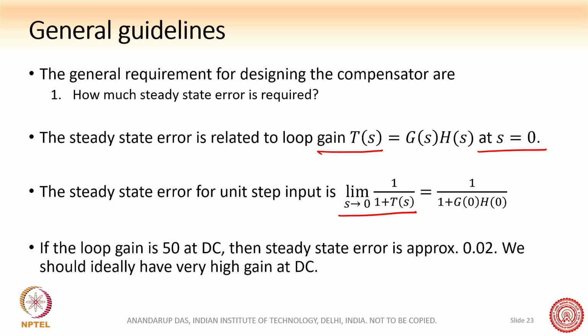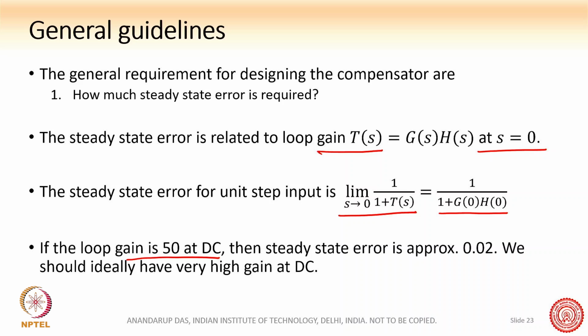You can find this out by just putting in a step input and seeing what the error is, and then you can put that error in terms of the loop gain. This expression will immediately come out. So the limit as s goes to 0 gives 1 by 1 plus G into H at omega equal to 0. For example, if the loop gain is 50 at DC, then the steady state error is approximately 0.02. So we should ideally have a very high gain at DC.